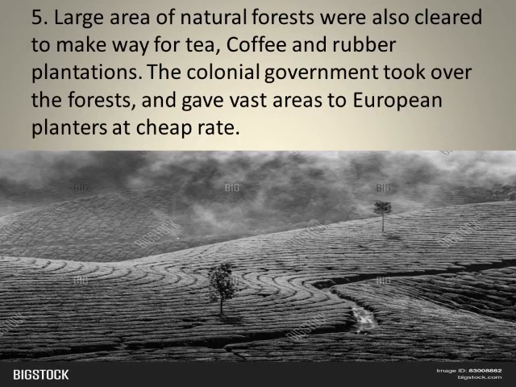Plantation was another reason. It had a devastating impact. Large areas of natural forests were also cleared to make way for tea, coffee, and rubber plantations to meet Europeans' growing need for these commodities. The colonial government took over the forest and gave vast areas to European planters at cheap rates. These areas were enclosed and cleared of forest and planted with tea or coffee.